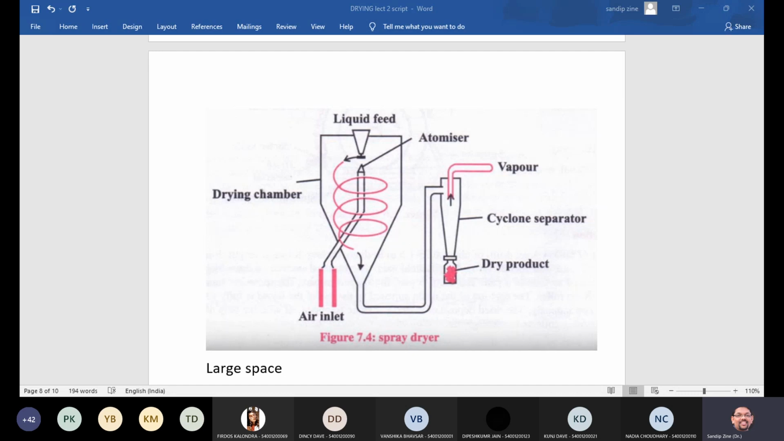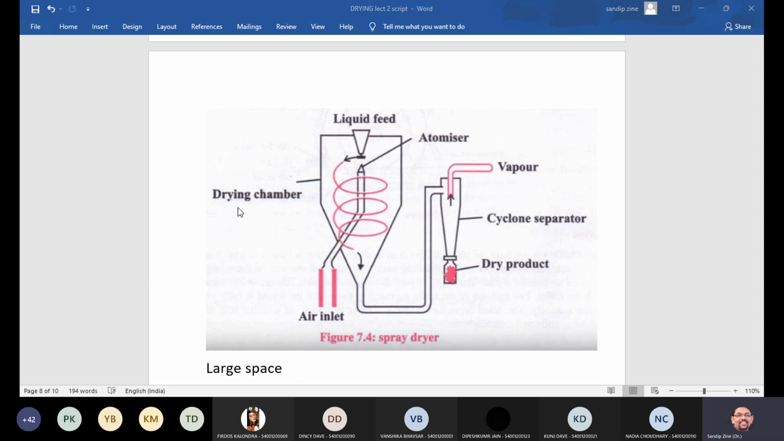and the drying chamber is connected to the cyclone separator. So this is the cyclone separator. This is the drying chamber and this is a cyclone separator. These are connected with each other. Then dry product is collected from the bottom of the cyclone separator. So here we are getting the dry product at the bottom.